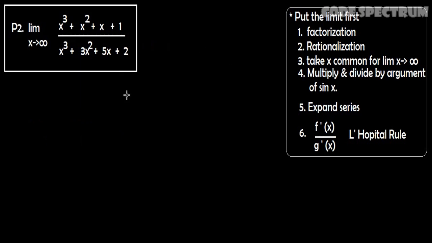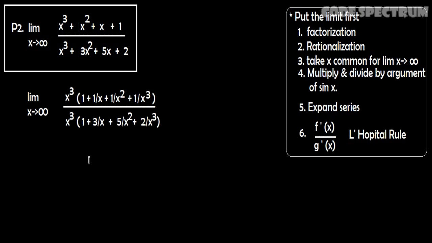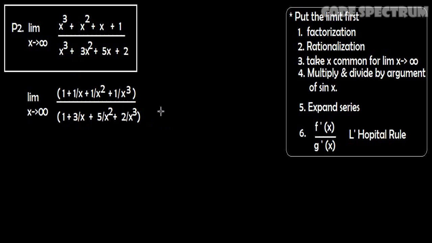Let's take another problem. Here the limit is tending to infinity. It means x is tending to infinity, and we are given two polynomials in the numerator and denominator. In such cases, you need to take the common x from both the numerator and denominator, because the highest power is the same in both. So you may write like this. Now if you notice, x cube gets cancelled from numerator and denominator.